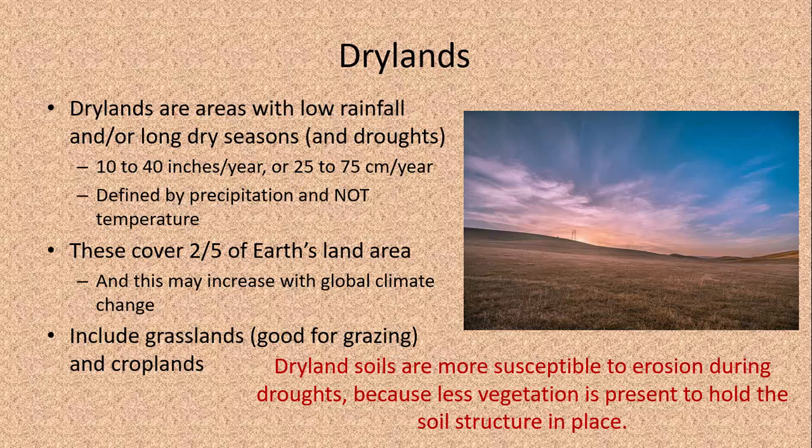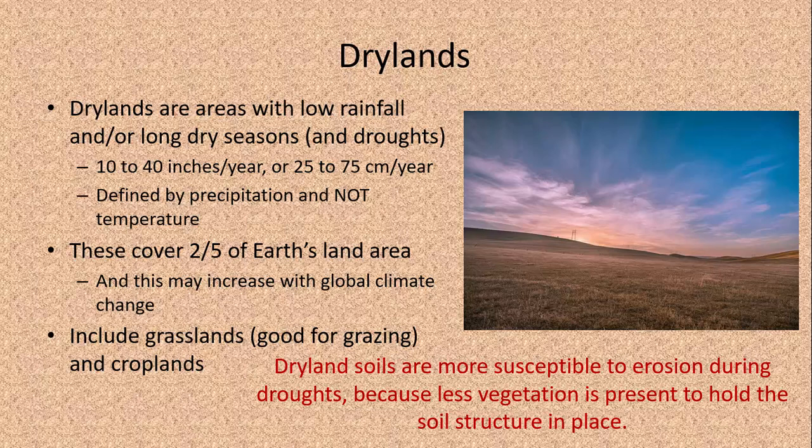Another type of very susceptible soil are soils that we see in drylands or grasslands. These are great lands for grazing animals, but they do have some specific issues. Drylands, as you may or may not remember, are areas that have low rainfall and long dry seasons, and so that means that they have drought periods throughout the year.